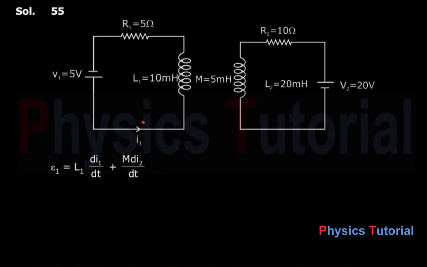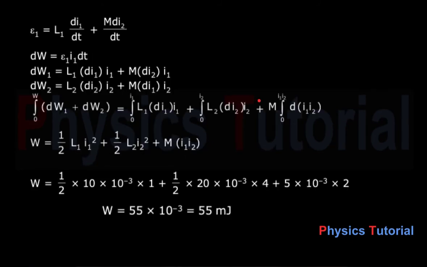Now what we see over here is E1 is equal to L1 di1/dt plus M di2/dt. In this case, we have to consider di2/dt. So in the second case, you can apply it on the second circuit also. So E1 is equal to L1 di1/dt plus M di2/dt.